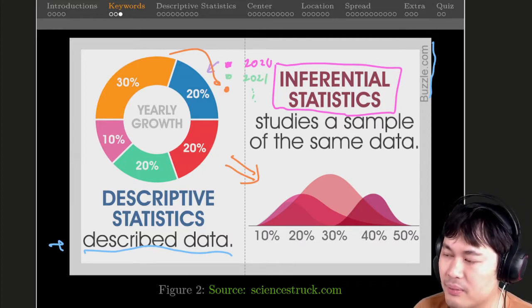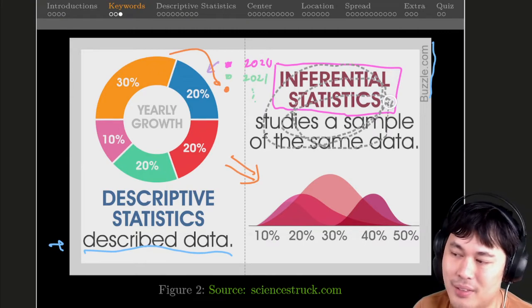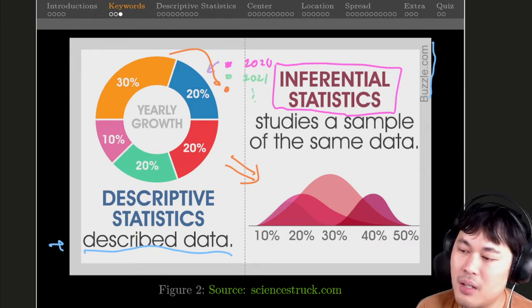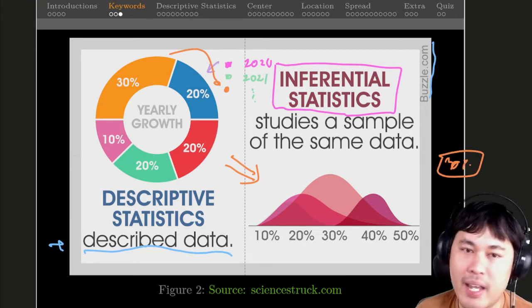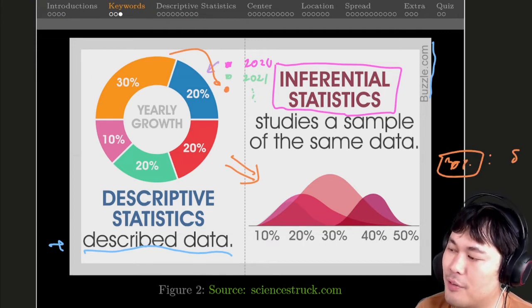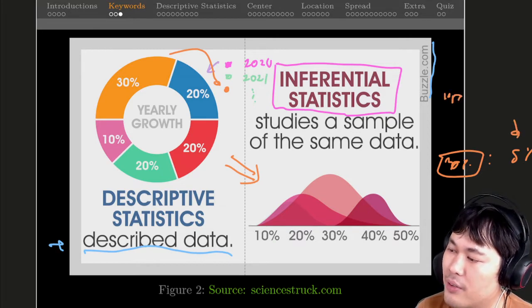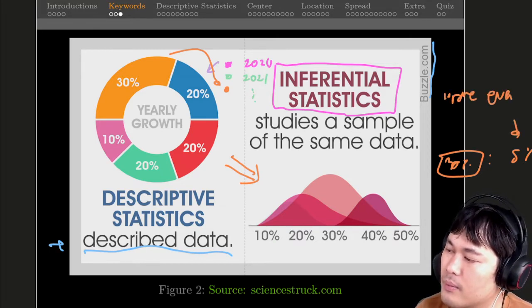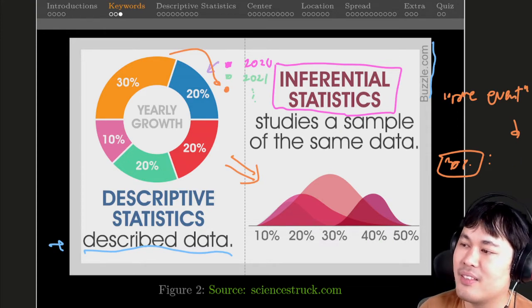And then if you use math, or in this case statistics, you can say even more. Like, okay, 30% growth has maybe only a 5% chance. It's what you would call a rare event. Oh, let's make it 1%. Let's make it pretty rare.